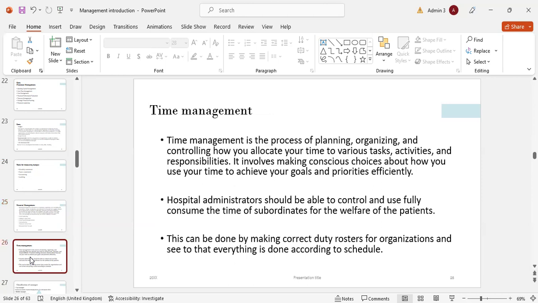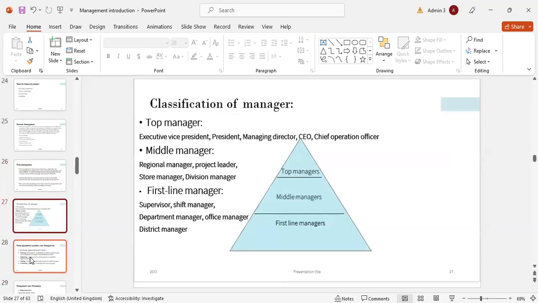Time management. Time management is the process of planning, organizing, and controlling how you allocate your time to various tasks, activities, and responsibilities. It involves making conscious choices about how you use your time to achieve your goals and priorities efficiently. Hospital administrators used to be able to control and fully consume the time of subordinates for the welfare of patients. It can be done by making a correct duty roster for the organization and seeing to it that everything is done according to schedule.